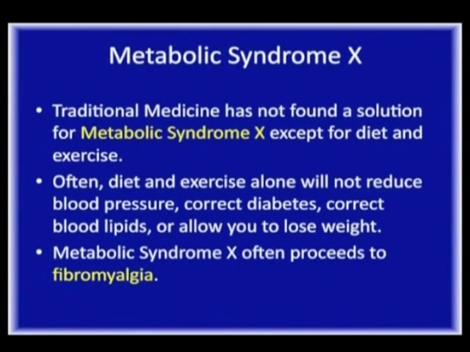In traditional medicine, we've not found a solution for metabolic syndrome X except for diet and exercise. We tend to give medication to lower blood pressure, medication to lower blood sugar, medication to lower cholesterol levels, and medication to try to eliminate the obesity. Oftentimes, this does not cure the problem, but simply makes our labs and blood pressure measurements look better. Metabolic syndrome X often precedes fibromyalgia.